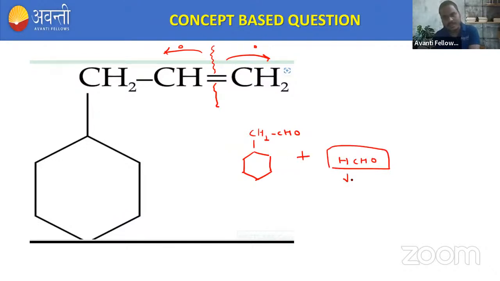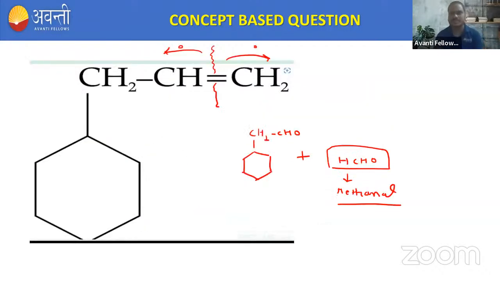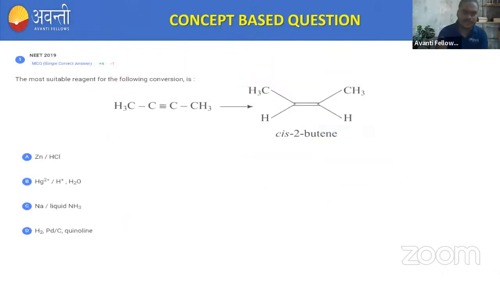This is called methanol, also known as formaldehyde. So this is the correct option, beta. That is, an alkene on ozonolysis gives methanol as one of the products. So the structure is this. So this structure gives methanol as one of the products.